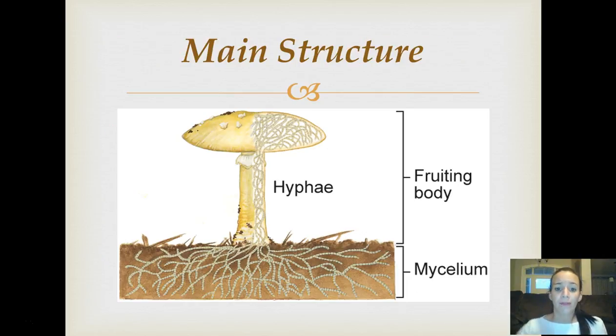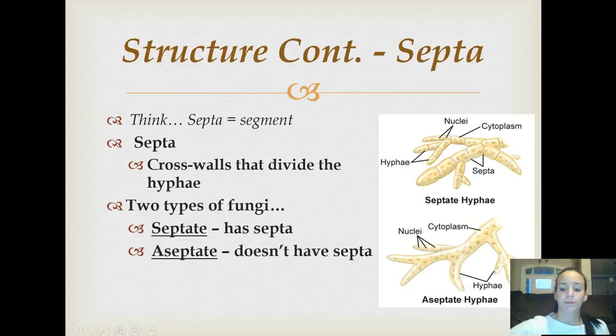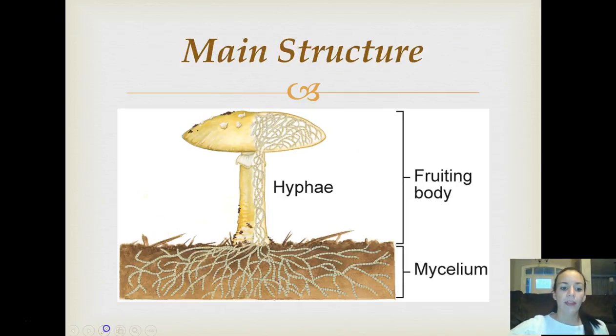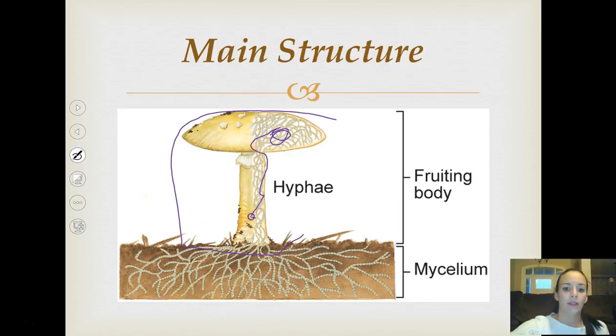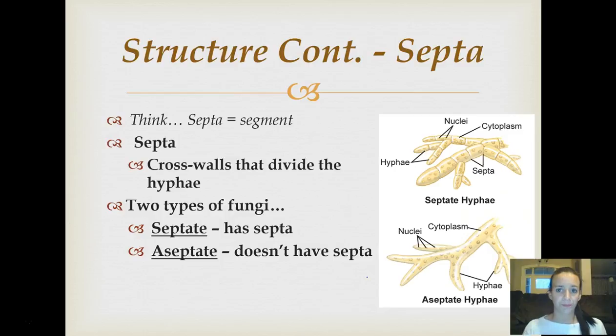So the hyphae are above ground. The hyphae then are the above-ground portion. And the fruiting body is this whole upper part here is the fruiting body. So all of this is the hyphae, and then all of this is the mycelium.